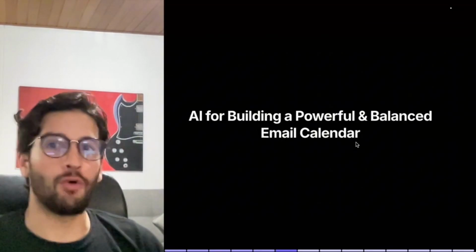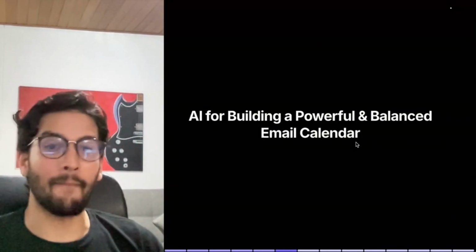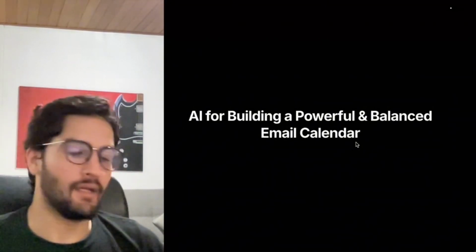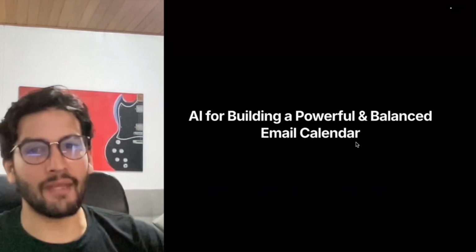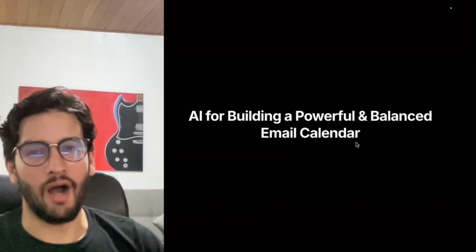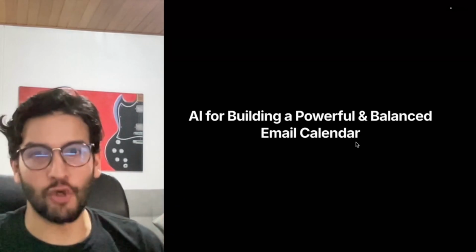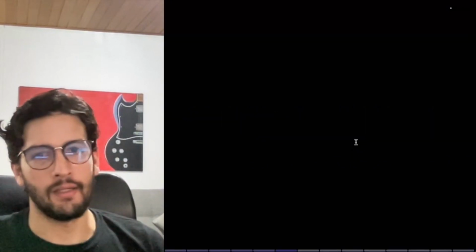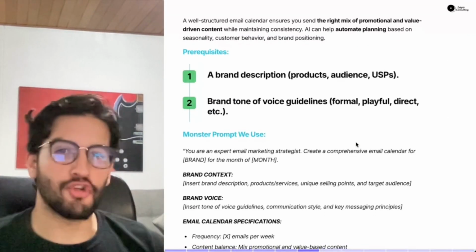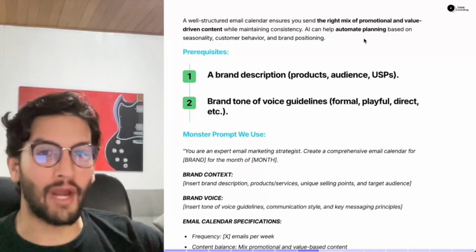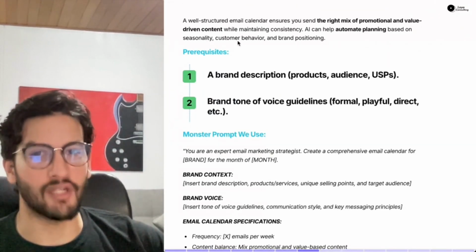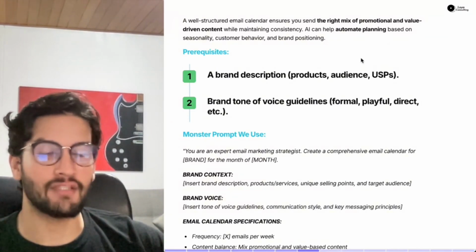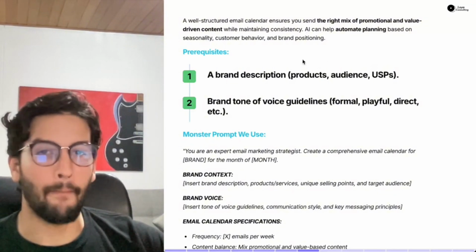Secondly, we've got AI for building a powerful and balanced email calendar. So what do I mean by balance? Basically making sure that the emails we send are also educational, brand building, social proof, etc., and not only promotional and salesy, which is extremely important. All right. A well-structured email calendar ensures you send the right mix of promotional and value-driven content while maintaining consistency. AI can help automate planning based on seasonality, customer behavior, and brand positioning.